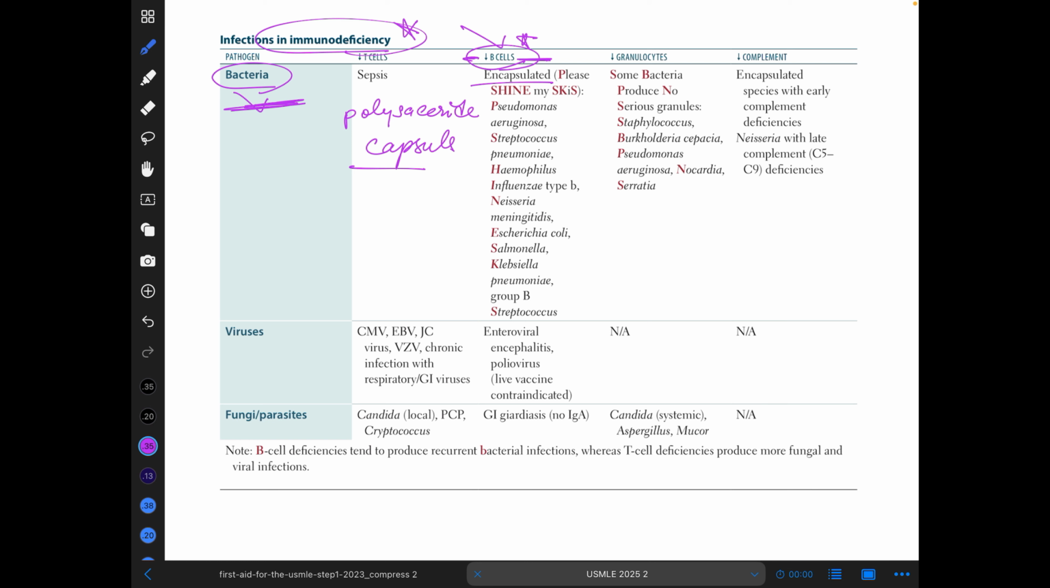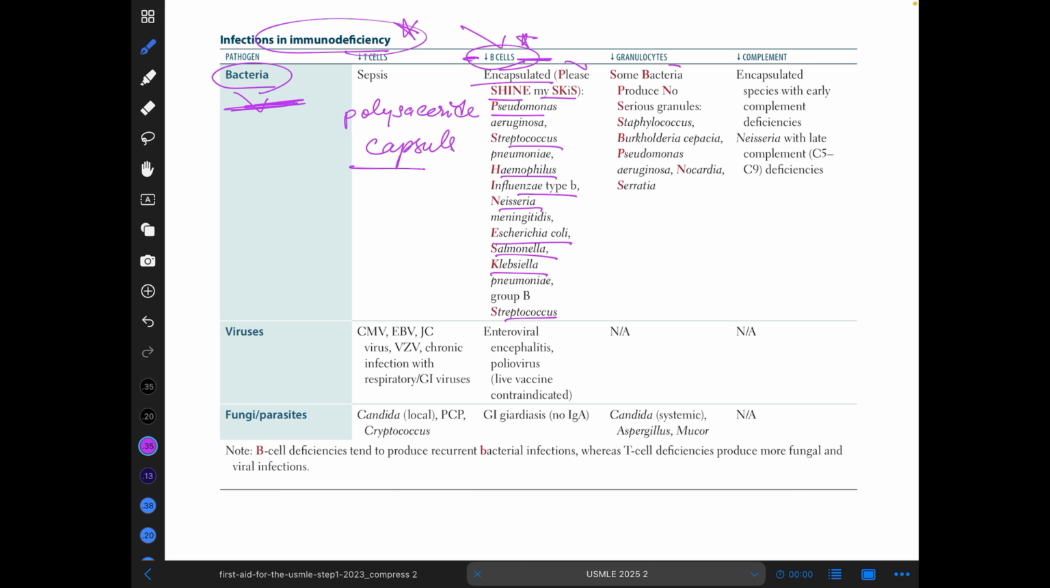So there is one mnemonic: Pre-shine by skies. Pseudomonas aeruginosa, Streptococcus pneumoniae, Haemophilus influenzae type B, Neisseria meningitidis, Escherichia coli, Salmonella, Klebsiella, and group B Streptococcus.